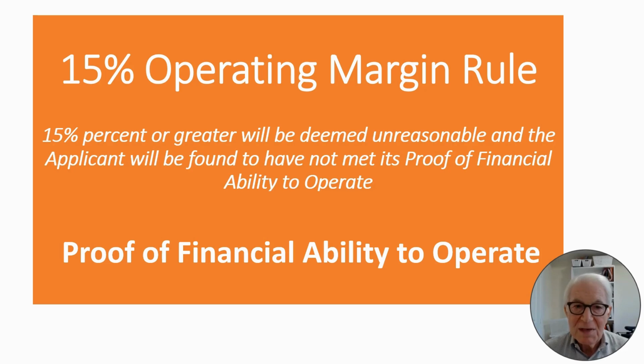In this video, we'll focus on just one aspect of the proof of financial ability to operate. It's called the 15% operating margin rule. This rule ensures that the financial projections submitted by applicants are realistic, sustainable, and demonstrate sound financial planning. We'll break down how this rule applies to a single line item and a specific amount on the proof of financial ability to operate. By the end of this video, you'll have a clear understanding of how to meet this requirement.